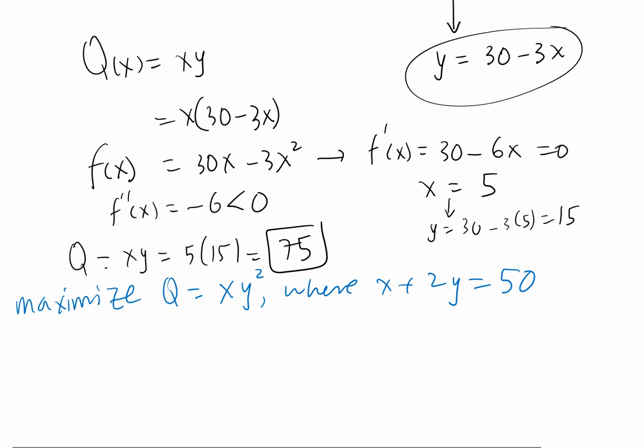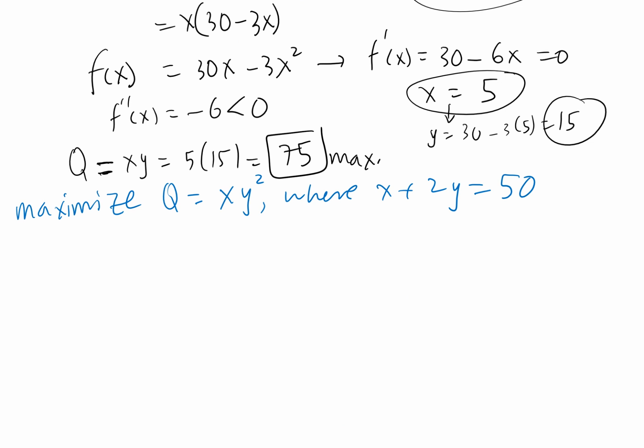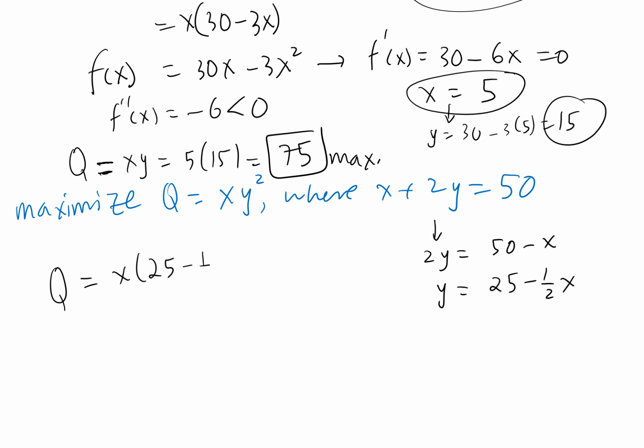There's another one here similar to it if you want to try. So we do the same thing. We can solve for y here by subtracting x on both sides. Divide by 2, 25 minus 1/2 x. Now we can get q equals x times y squared. That's one way to do it.